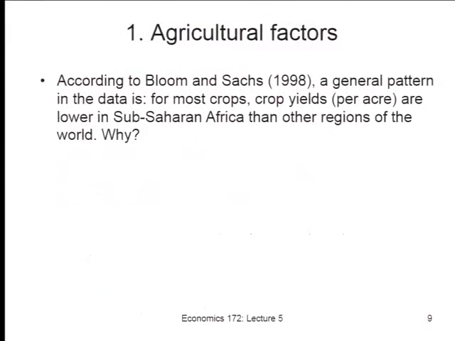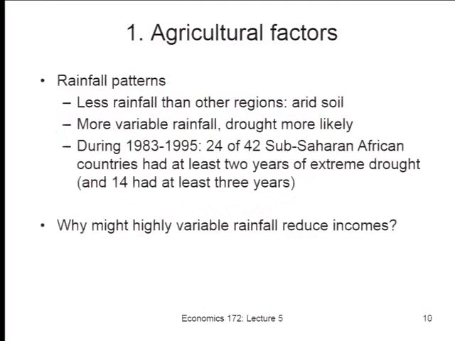We talked last time about this general pattern that crop yields are low in Africa and the reasons why. One of the main reasons that Bloom and Sachs focus on has to do with rainfall variability. Many African countries experience drought. Last time I showed you the full distribution of rainfall patterns across years in sub-Saharan Africa, and there's really wide variability, but average rainfall is pretty low. So it tends to be dry there. There tend to be drought years, and of course that can have really big consequences for agricultural production.